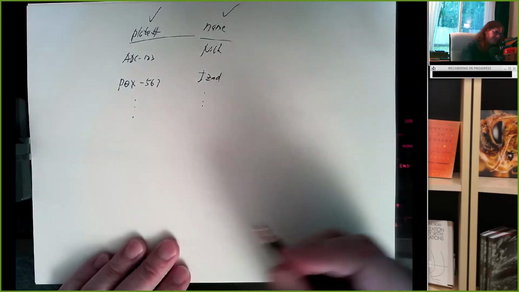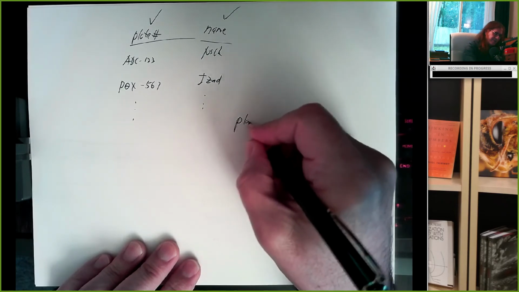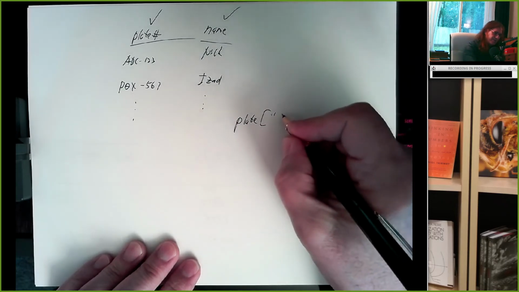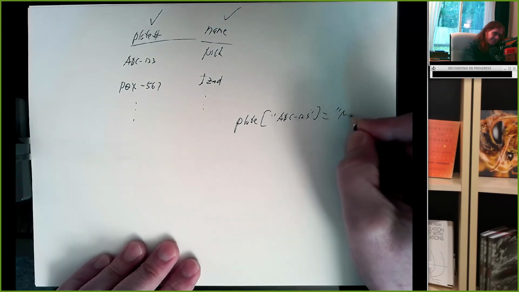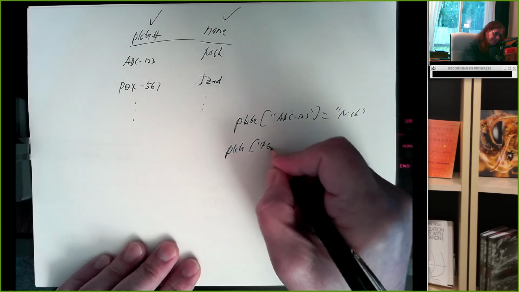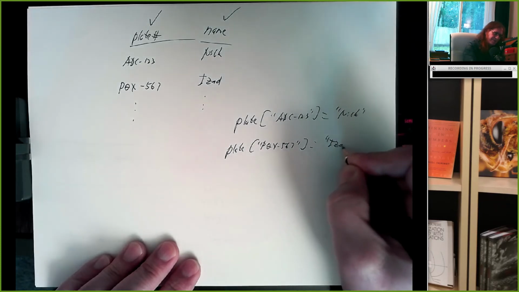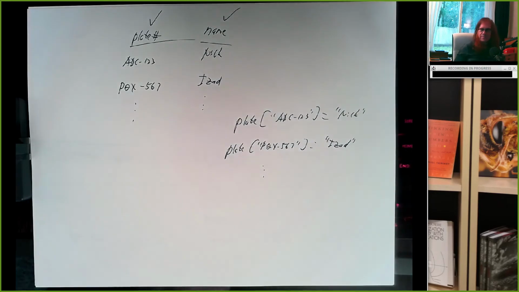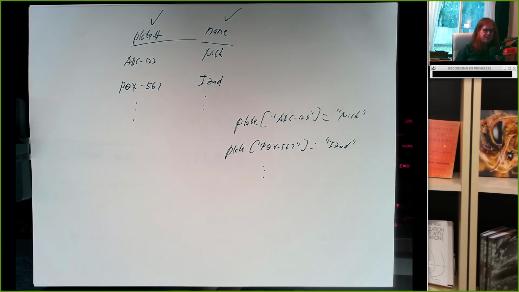And so I would make an associative array called plate, and I would store the following values in this array: plate bracket quote ABC123 equals Nick. Plate bracket quote PQX567 is going to have the value Izad, and so on. And when I have a new license plate I want to add to my data, I just simply say plate bracket that new plate equals whatever name that is.